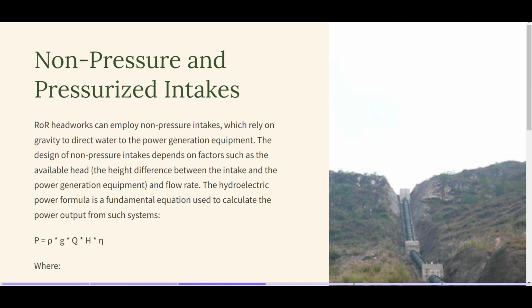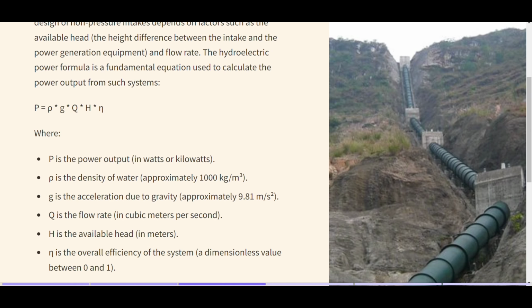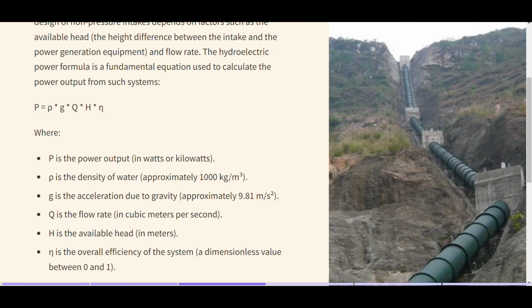RoR headworks can employ non-pressure intakes, which rely on gravity to direct water to the power generation equipment. The design of non-pressure intakes depends on factors such as the available head and flow rate. The hydroelectric power formula is a fundamental equation used to calculate the power output from such systems, as given, where P is the power output, ρ is the density of water, g is the acceleration due to gravity, Q is the flow rate, H is the available head, eta is the overall efficiency of the system.